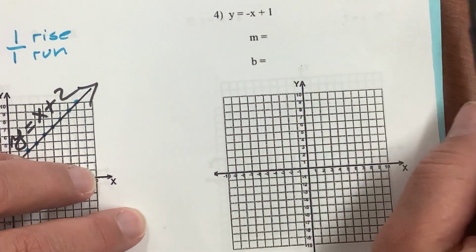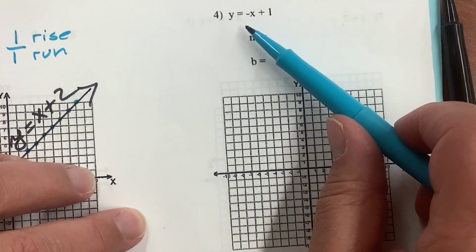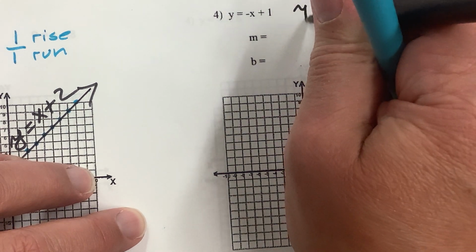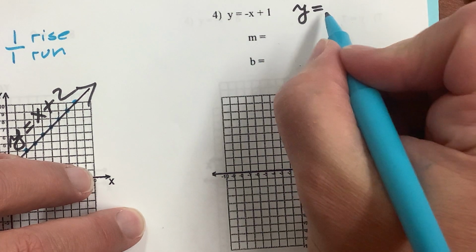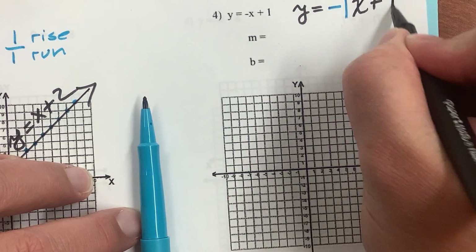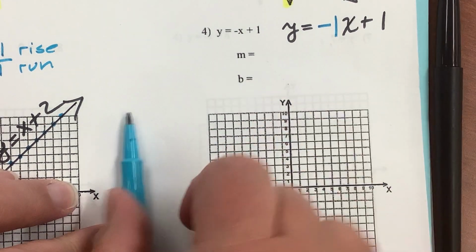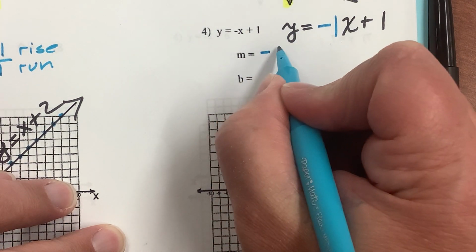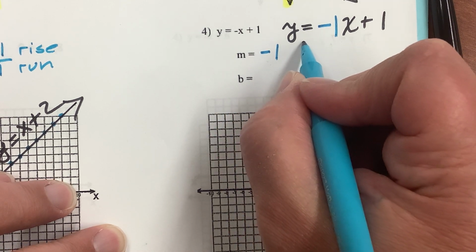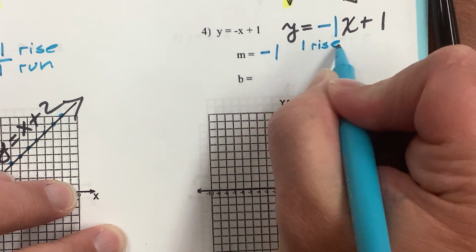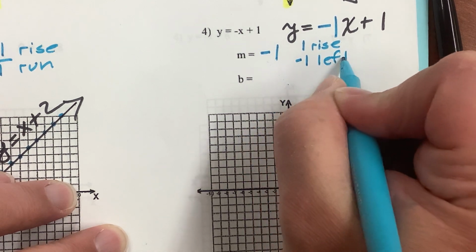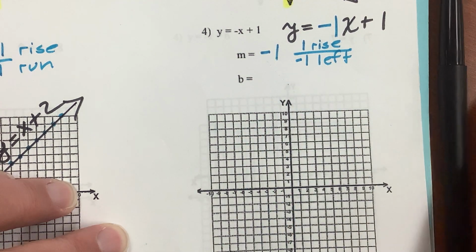I am going to rewrite this because there's no number and there should be. This should really be y equals -1x plus 1. That -1 is my slope. Slope is -1. And what that means is I'm going to rise 1, but I'm going to go left 1. So the negative makes me go left. So rise 1, left 1.